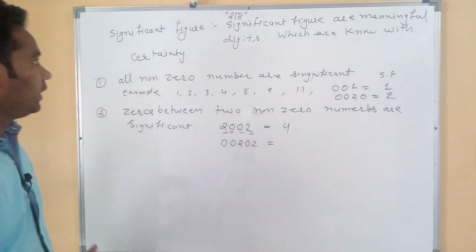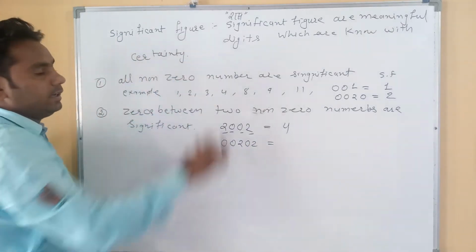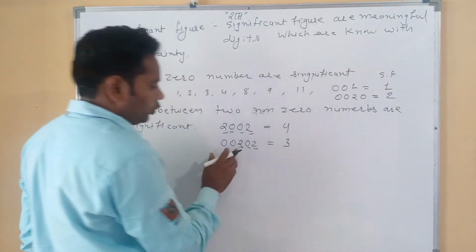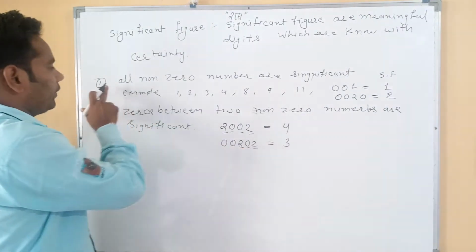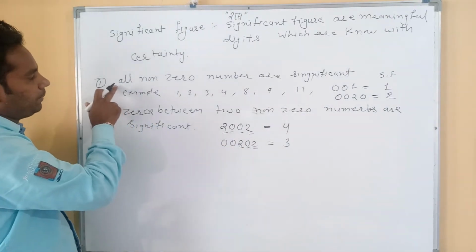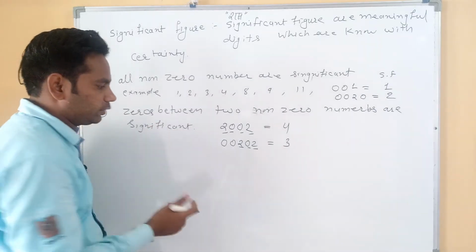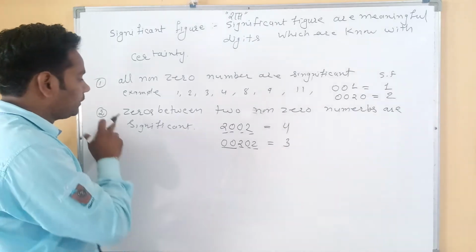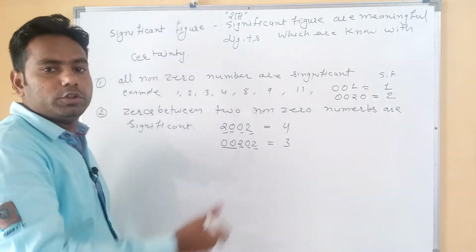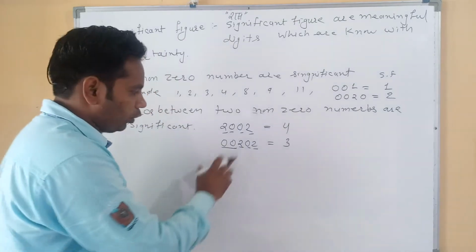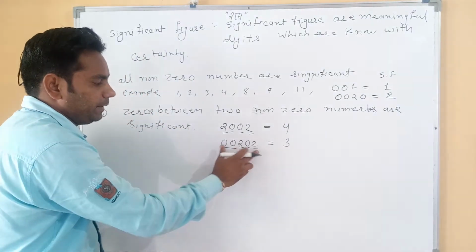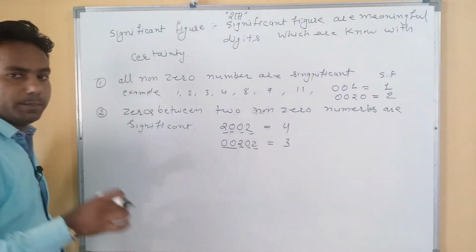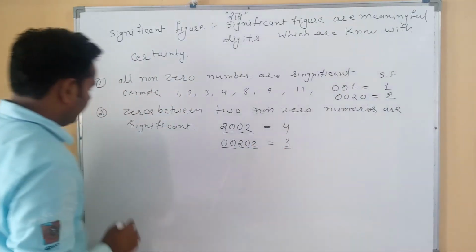So how many numbers are significant? Only 3 numbers are significant, 2, 0, 2, because our first rule is that all non-zero numbers are significant. The leading zeros are not significant, but zero between two non-zero numbers is significant. It is a zero, but it is present between two non-zero numbers, so it's called significant. So total significant number is 3.